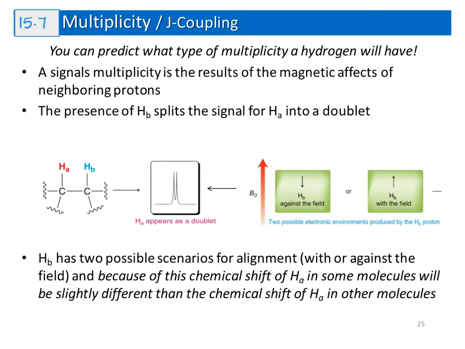So if HA and HB are not chemically equivalent, meaning that they can form different signals in NMR, these alignments in HB can split the signal for HA into two peaks. So we are going to see HA as a doublet in hydrogen NMR. This is happening if HA and HB have different chemical environments. So this is very important. Now there is a simple rule for defining these splitting patterns. We are going to talk about that in the following slides.